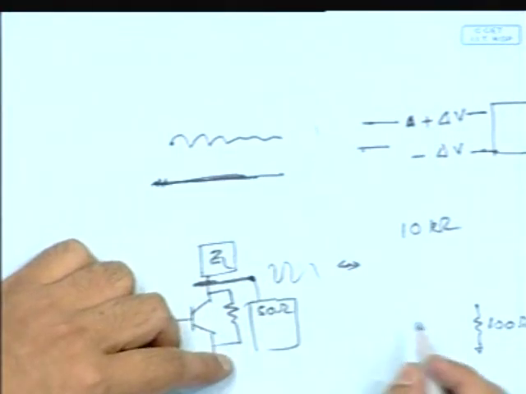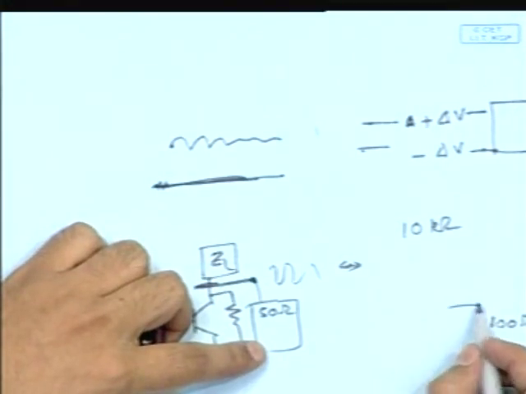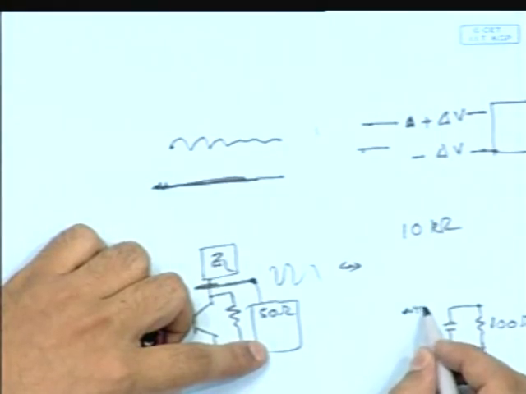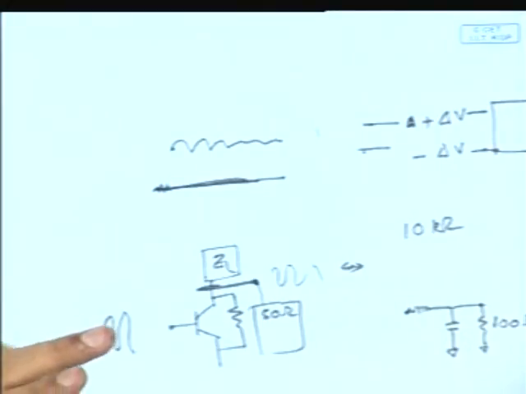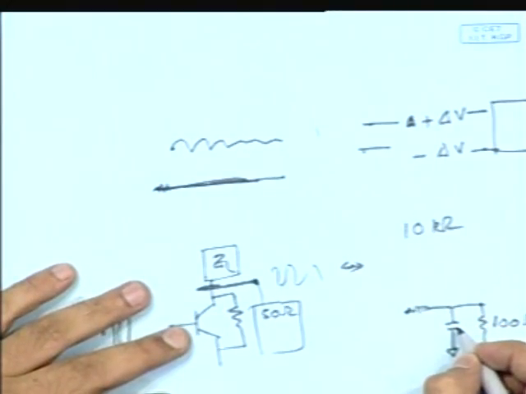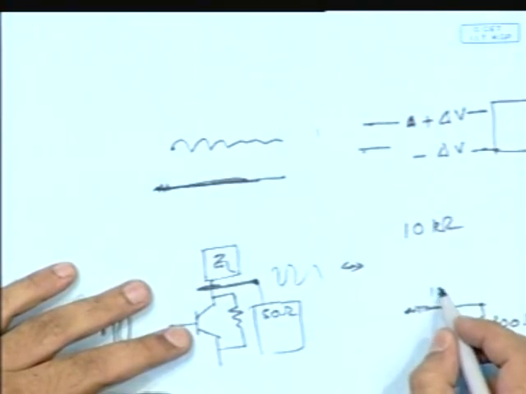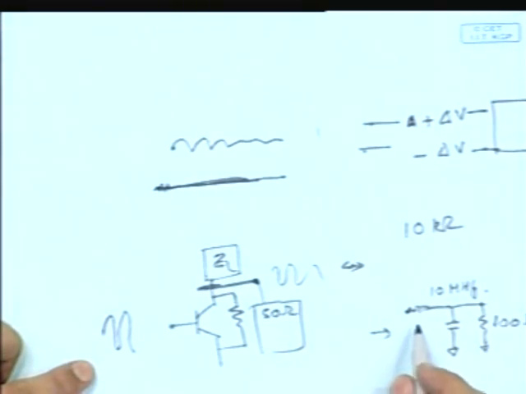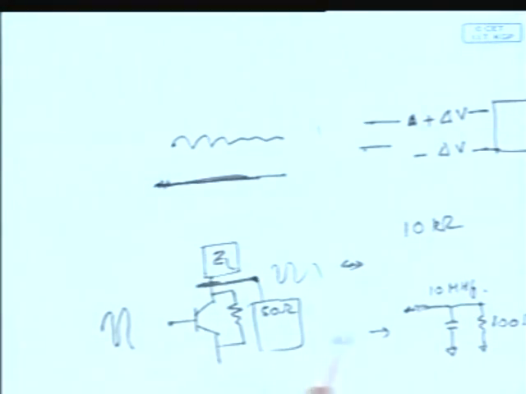Okay. Now just quickly, let's say we have a resistance here. Let's say it is 50 ohm or 100 ohm. Do this at your leisure. You put a cap here and an inductance here. See what happens. Let's say this cap and inductance resonate at, say, 10 megahertz. Just see what happens. What impedance do you see from here at 10 megahertz? Just see.